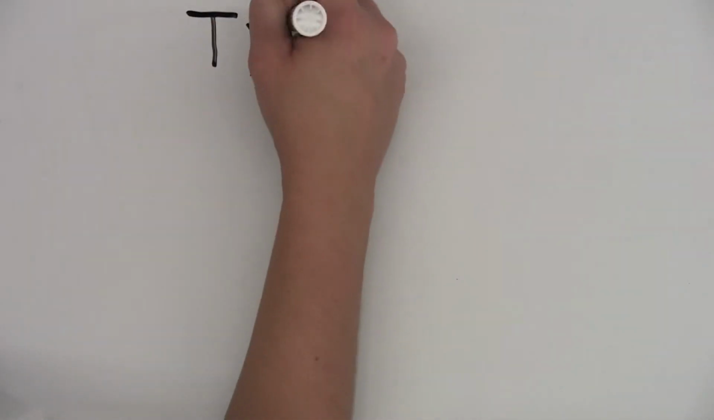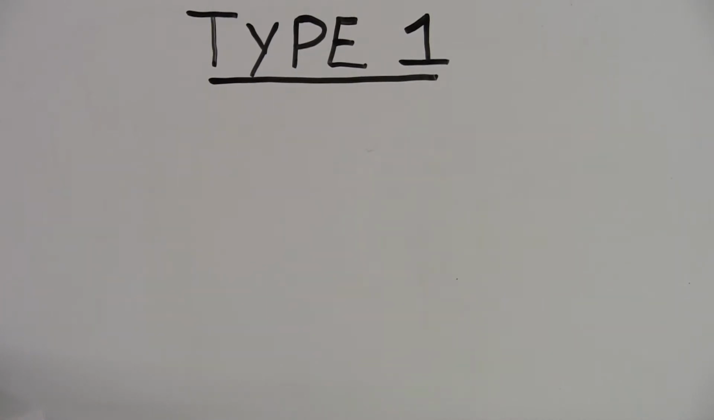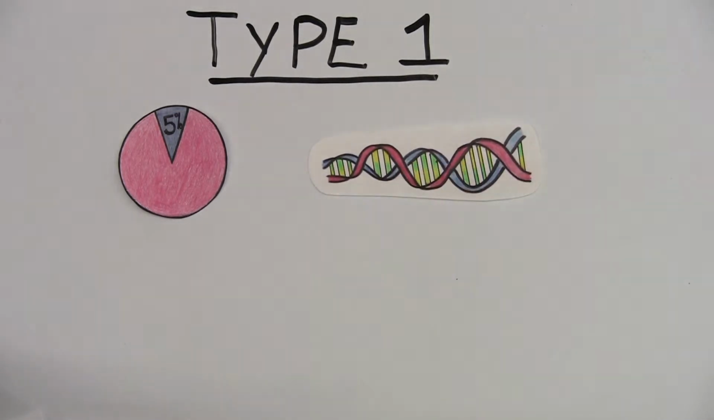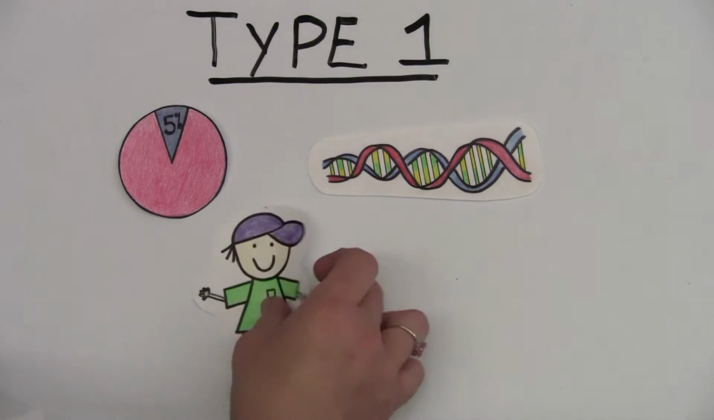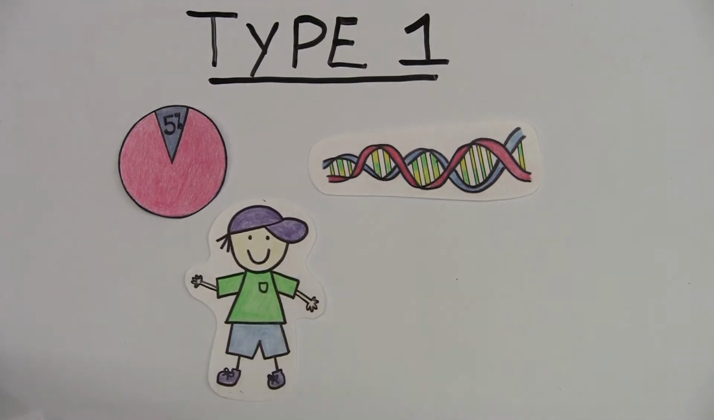Now we will delve deeper into each of the types of diabetes. Type 1 diabetes. Out of all the people with diabetes, 5 to 10% of people have type 1 diabetes. Type 1 diabetes is usually due to their DNA. These patients are usually younger, and these patients completely rely on insulin.